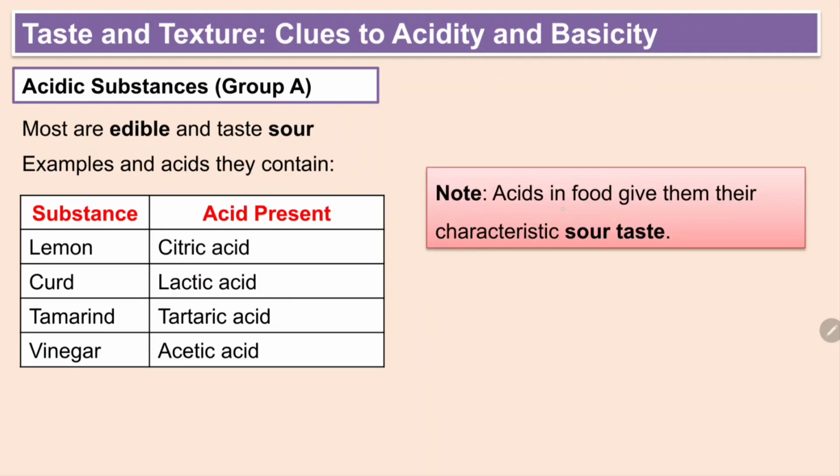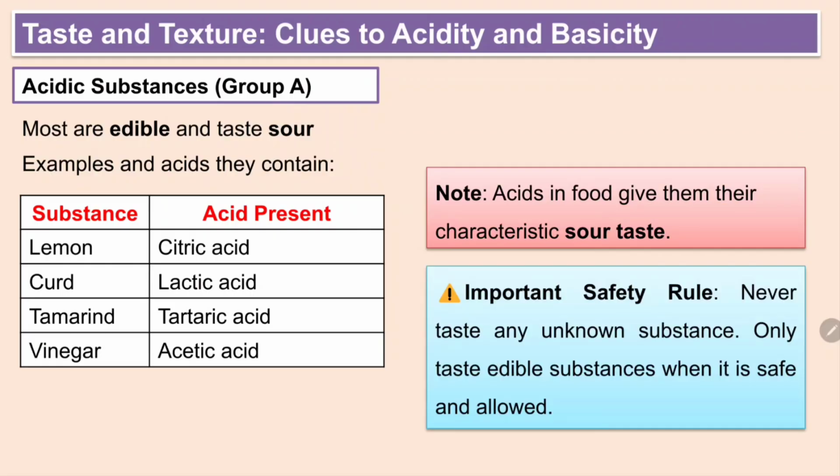So note again, acids in food give them the characteristic sour taste. You need to remember this. In any food, if there is a sour taste, that means an acid is present. And an important safety rule: never taste any unknown substance. Only taste an edible substance when it is safe and allowed. You should not taste anything on your own unless and until you are asked to do so. You cannot taste lime water, isn't it? You cannot taste a soap solution, you cannot taste baking soda, unless and until you are told.